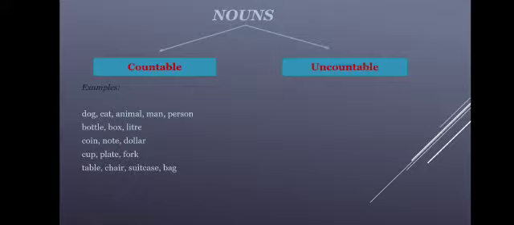Countable nouns are like dog, cat, animal, man, person, bottle, box, ditch, coin, note, dollar, cup, plate, fork, table, chair, suitcase, bag. All these nouns, we can count them. I can say 1 dog, 2 dogs, 3 dogs, 4 dogs, and so on.